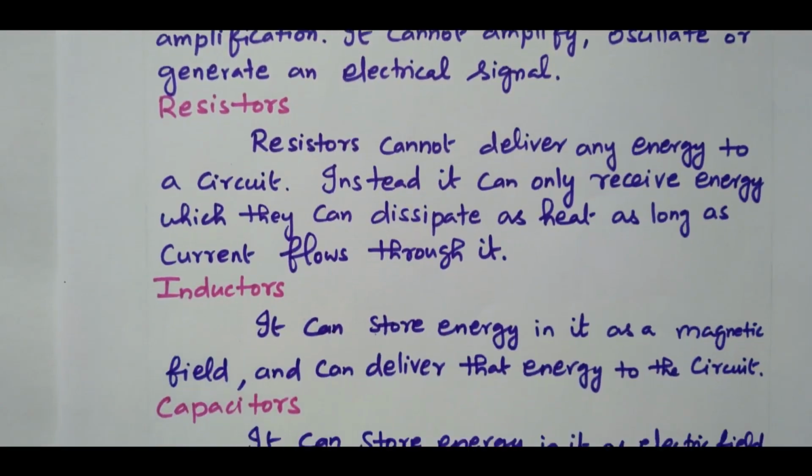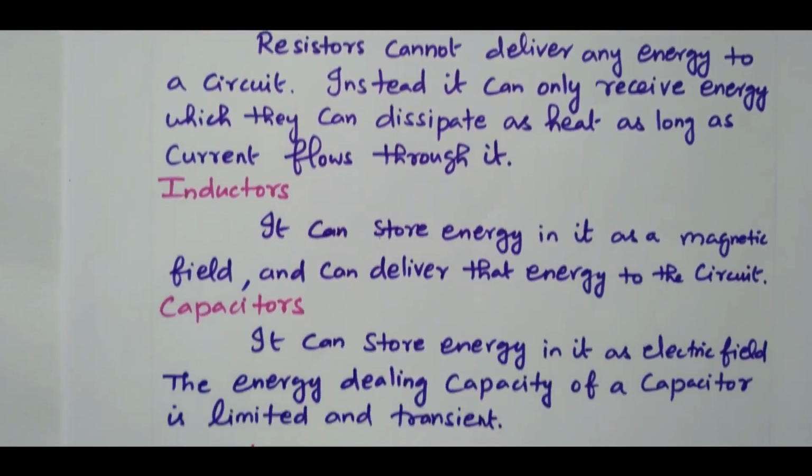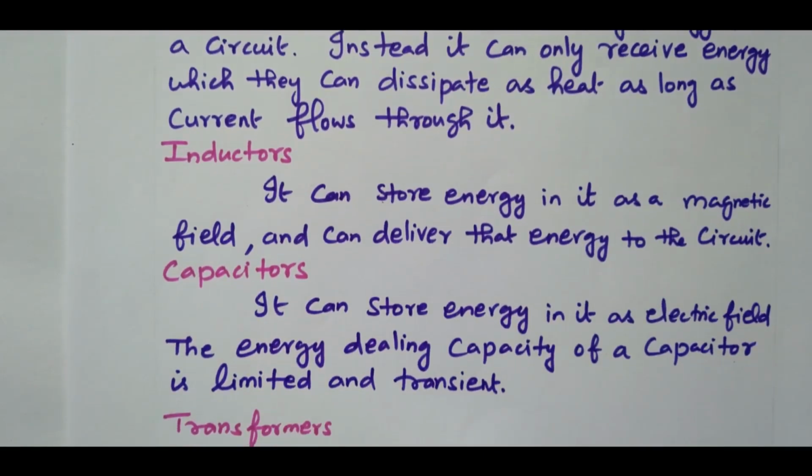Similarly, the inductor. This inductor can store the energy in the form of a magnetic field and can deliver that energy to the circuit. During discharging, it will deliver. Similarly, the capacitor can store the energy in the form of an electric field. During the charging time, it will store the energy. So the resistor will receive the energy and dissipate it as heat. The inductor will store the energy in the form of a magnetic field. The capacitor will store the energy in the form of an electric field.